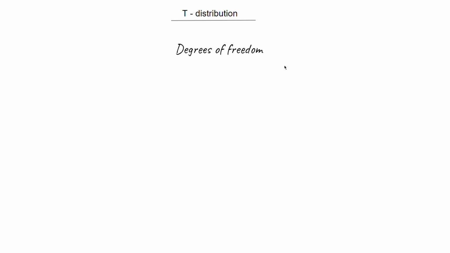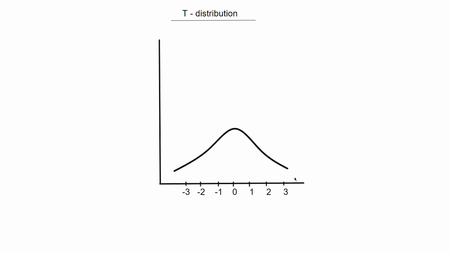What is the degrees of freedom? Degrees of freedom is basically just the sample size minus 1. So let's take a look at this t-distribution right here. This t-distribution has a degrees of freedom of 19. That means that the sample size is 20. And this t-distribution has a degrees of freedom of 8. So that means the sample was 9 people.